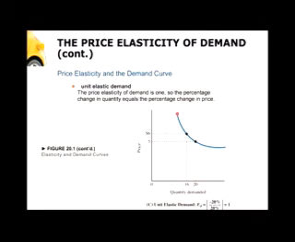For this portion of the demand curve, and we're moving from this point to this point, our price elasticity turns out to be exactly equal to 1, and we call that a unit elastic demand.